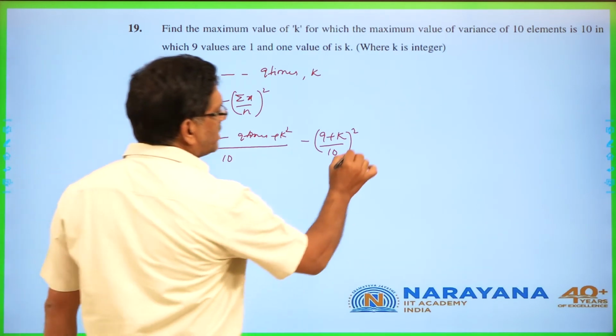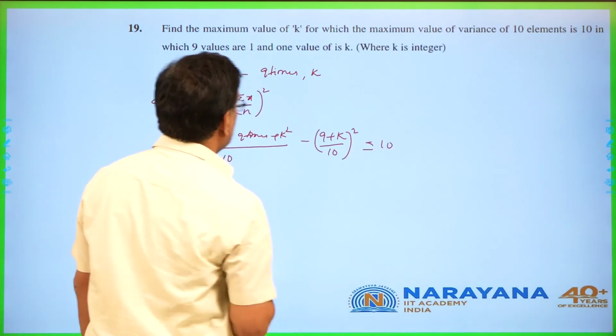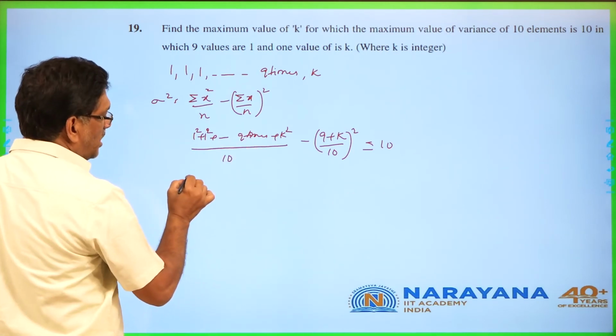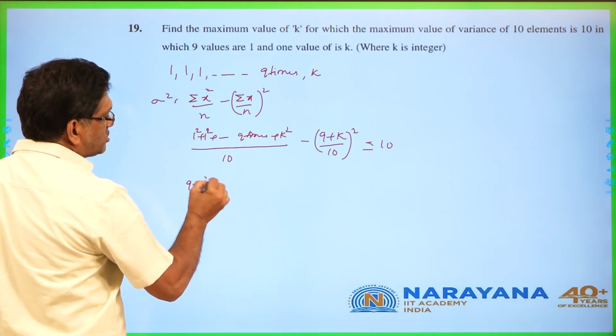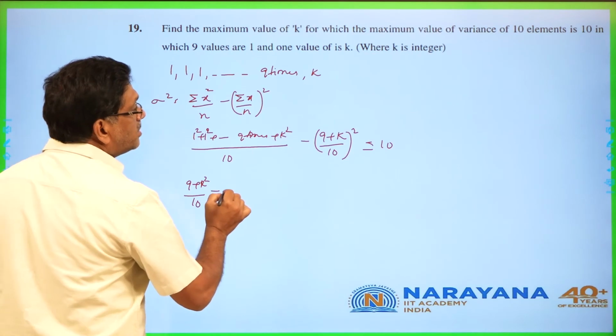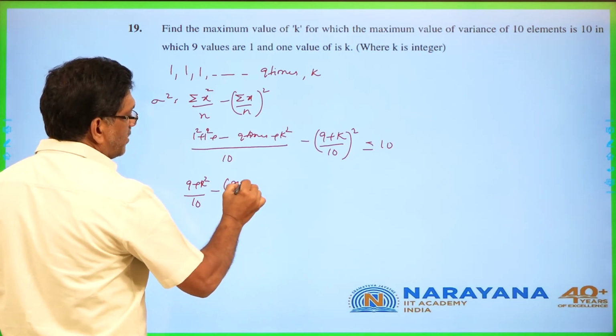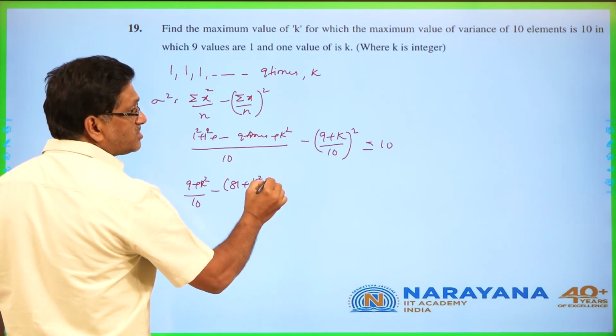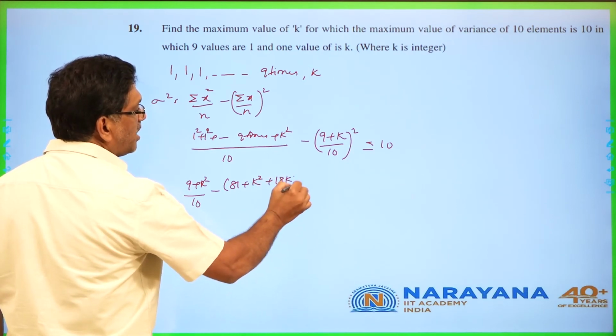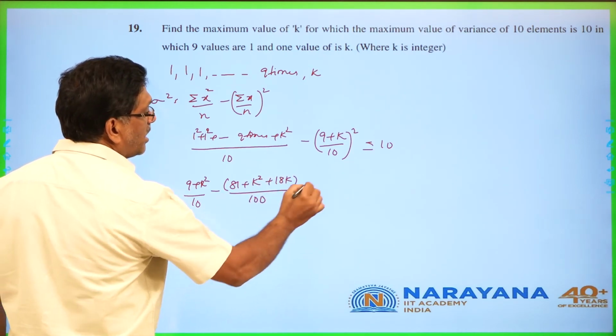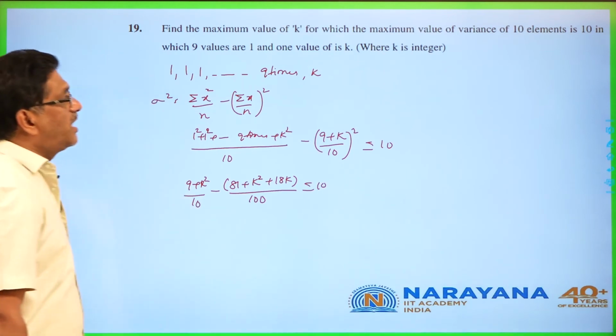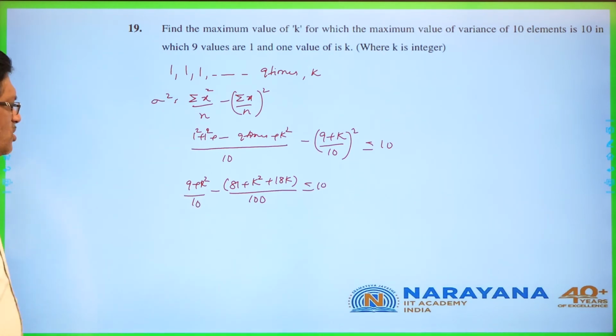Maximum value, this is less than or equal to 10. So this is nothing but (9 plus k square) by 10 minus (81 plus k square plus 18k) by 100, less than or equal to 10. So from this we have to find out the value of k.